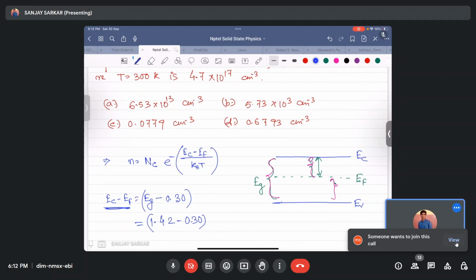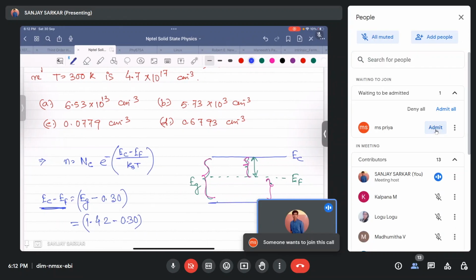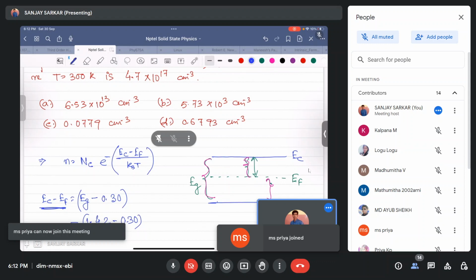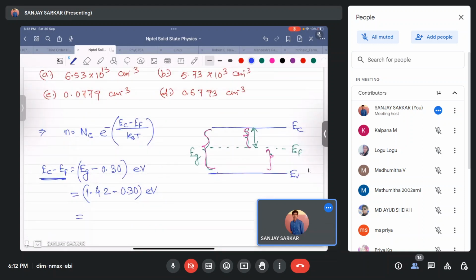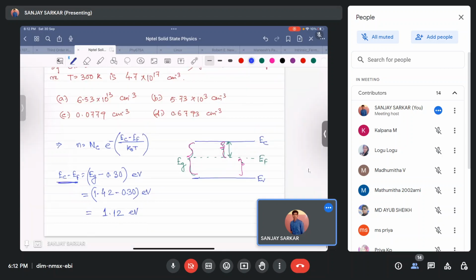Let me add, someone is trying to come. So this is 1.12 electron volt. This is EC minus EF. Now you need to put this in the formula.